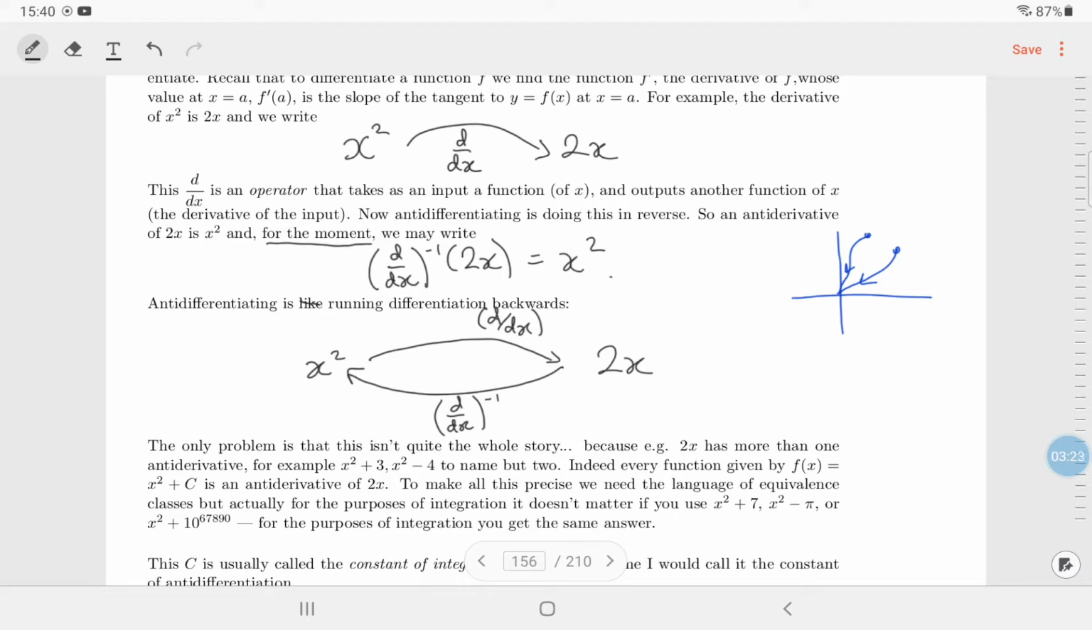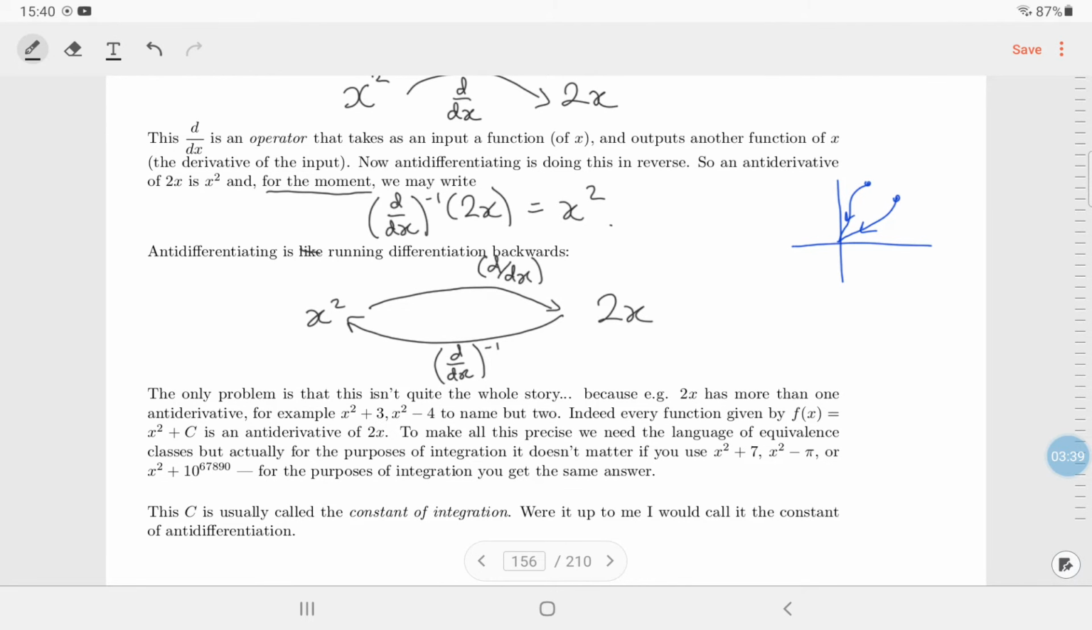So x squared plus 3 has a derivative of 2x, x squared minus 4 too, and all of them of the form x squared plus c. So this inverse isn't going to be a perfect inverse. The antiderivative, which we're not going to write as d dx inverse, isn't going to give us a single function, but a whole family of functions. So instead of saying x squared, you're going to go with x squared plus c. Now the thing on the left isn't a single function, but we don't have to worry about that too much for now. This is where this extra constant comes from.